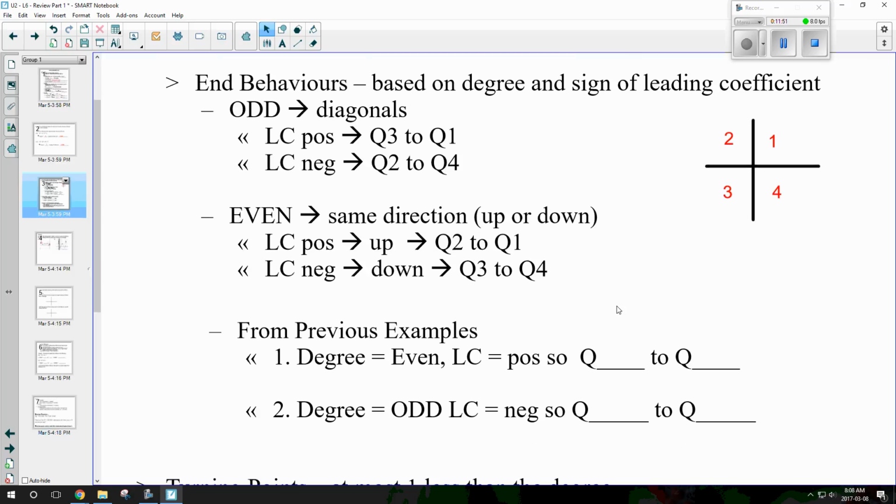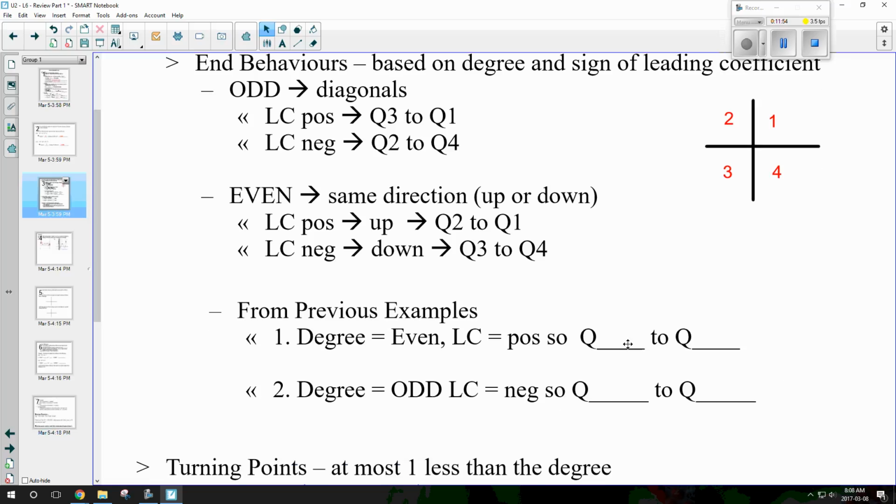Let's take a look at some examples here of determining our end behavior based on the degree. So from our previous example, our first one, we had an even degree because it was a degree of 6. And our leading coefficient was a 1, and it was a positive 1. So because it's an even degree and it has a positive leading coefficient, that means that our polynomial opens up. So it has to go from quadrants 2 to quadrants 1.